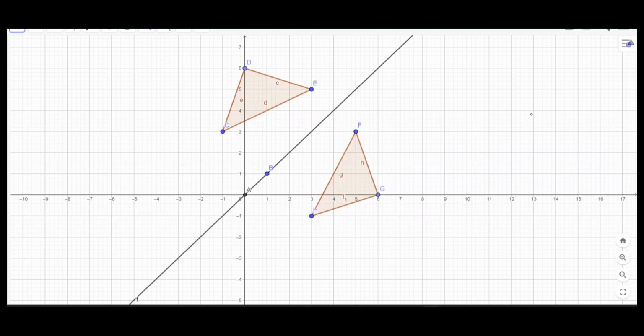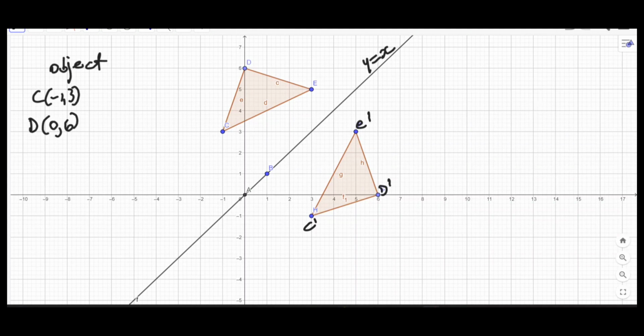So let us now just quickly look at some details, all right? So that's y equal x. So some details that we want to look at here is, this is my E prime, this is my D prime, and this is my C prime, right? Now, let's look at the coordinates. So this is the object here. And we're talking about C was -1, 3. D was actually 0, 6. And E was actually 3, 5.